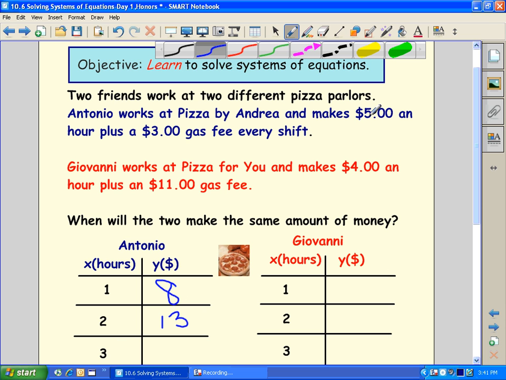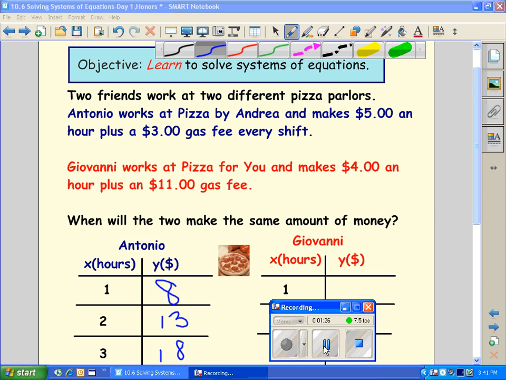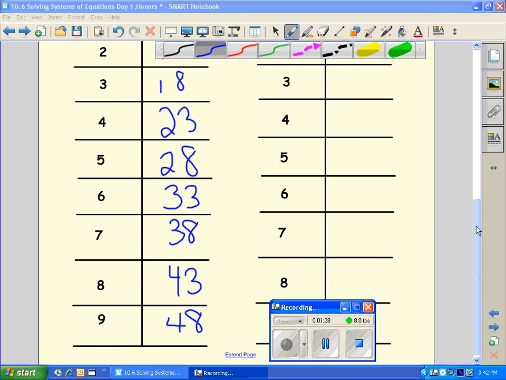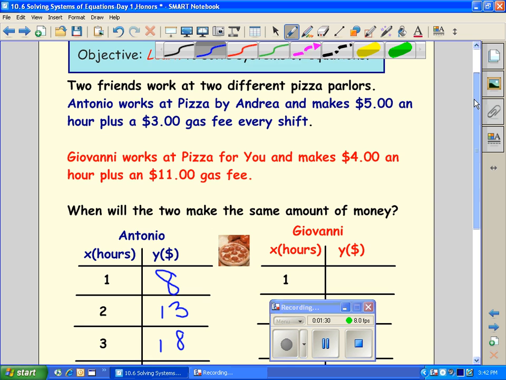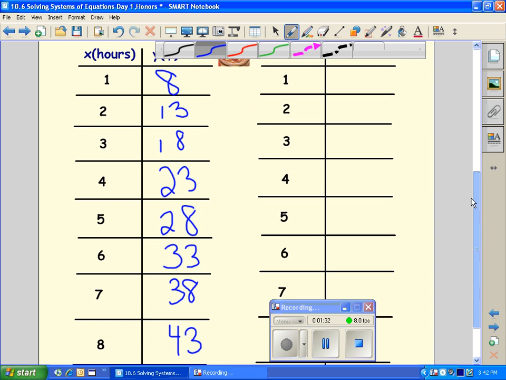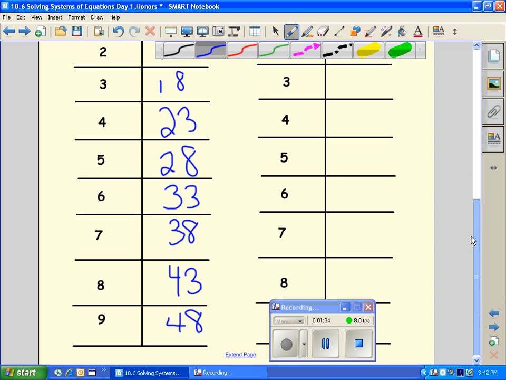3 times 5 is 15. 15 plus 3 is, I sure hope you said 18. Okay, I'm going to pause it here for a second. Okay, so hopefully you noticed it was going up by $5 each hour. 8, 13, 18, 23, 28, all the way down to 48.